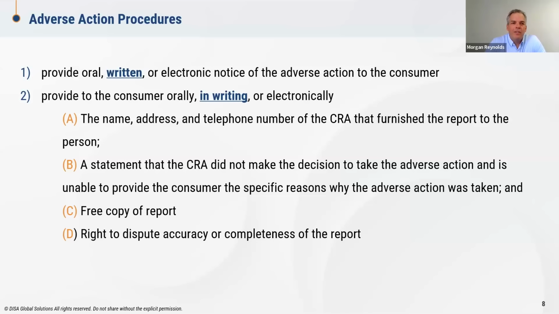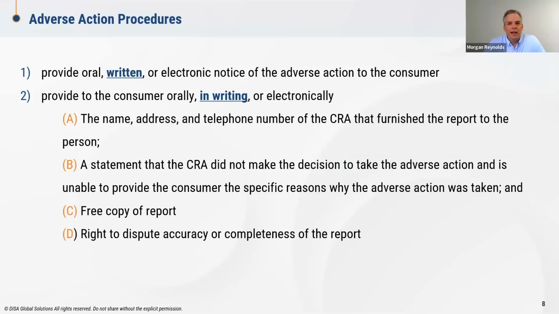And then as part of the adverse action procedures, you're going to provide the name, address, and telephone number of the CRA that furnished the report on that person. And then a statement that the CRA did not make the decision to take the adverse action and is unable to provide the consumer the specific reasons why the adverse action was taken, and they have a right to a free copy of the report. And of course, they have a right to dispute the accuracy or completeness of the report with the Consumer Reporting Agency. So all of that is technically what is required in the letters.